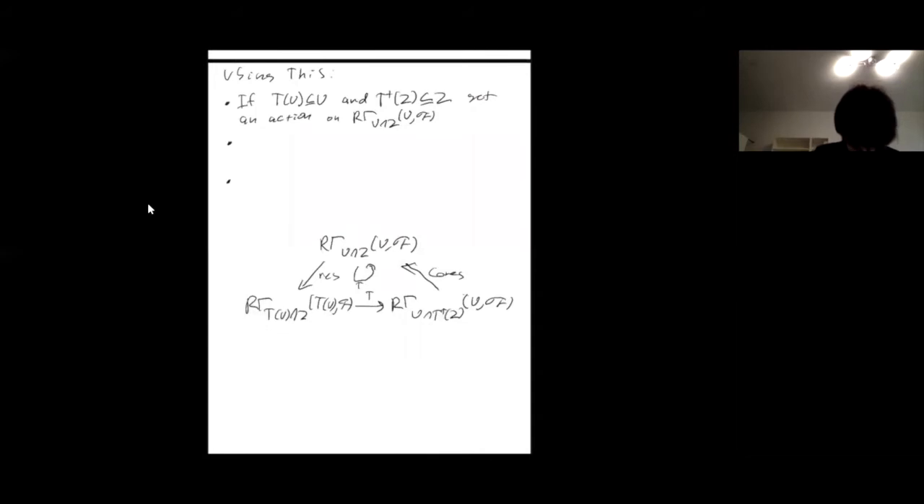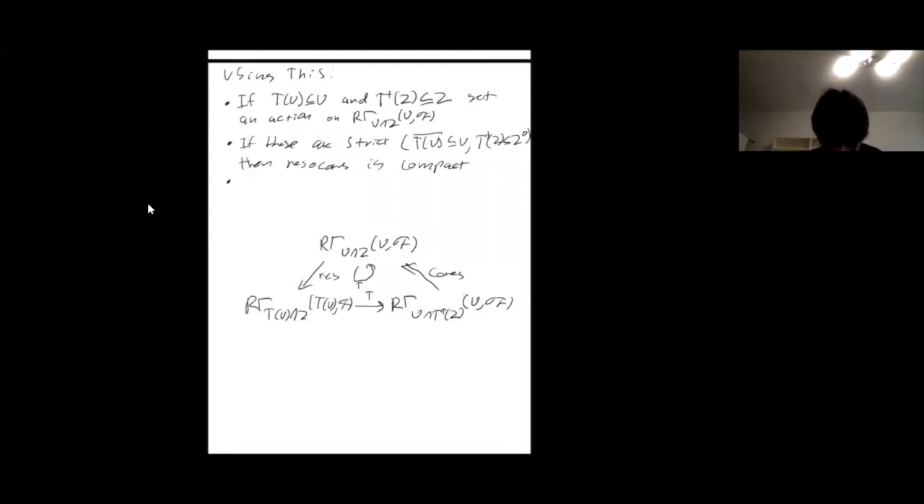The next point is that if these inclusions are strict, by which I mean that the closure of T of U is contained in U, and T transpose of Z is contained in the interior of Z, or something like that, then this composition of co-restriction and restriction is compact. I'm not going to explain why this is, but I'll remind you of a familiar situation.